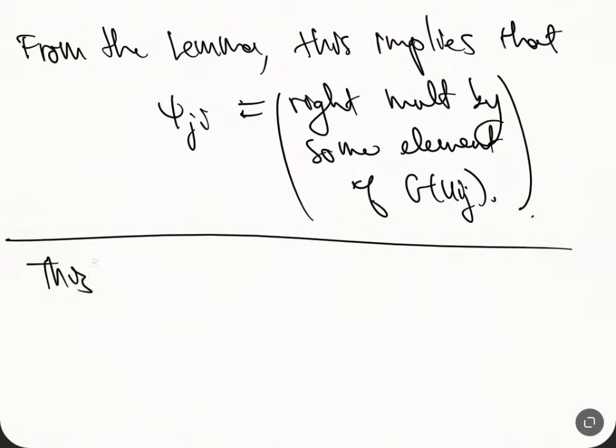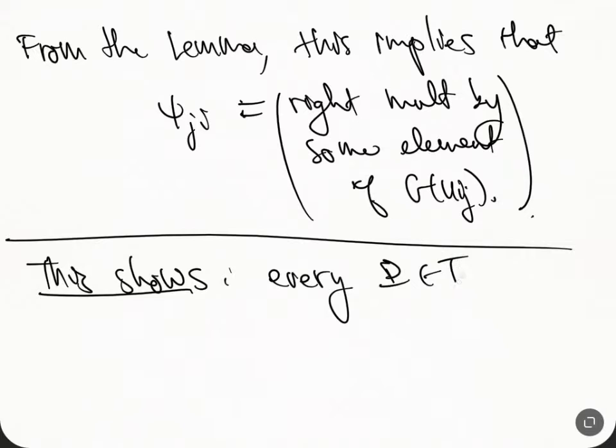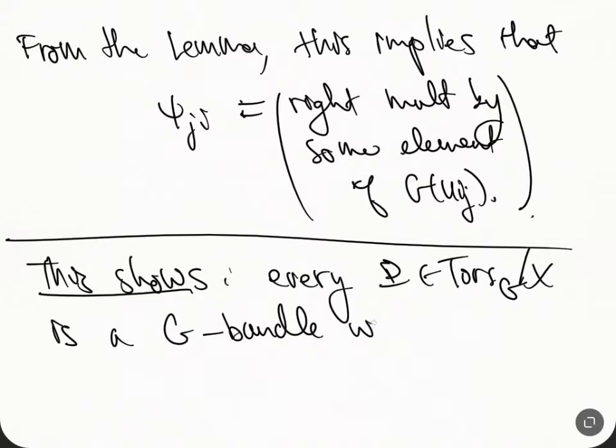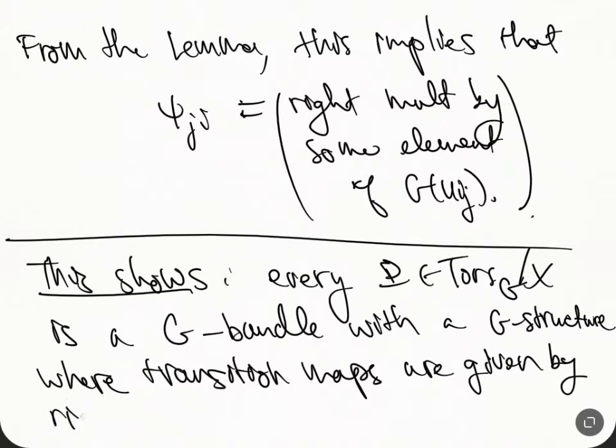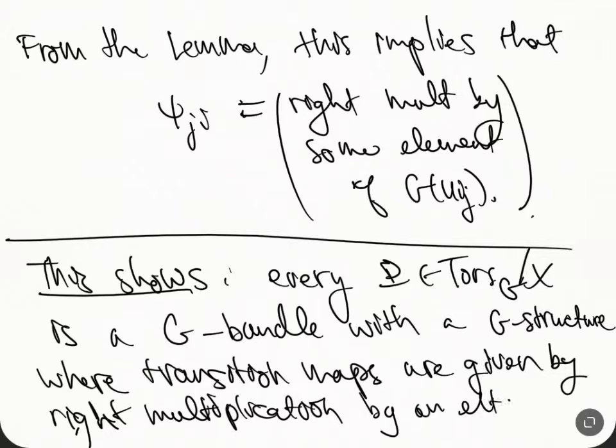This shows every left G torsor over X is a G bundle with a particular G structure, a G structure where the transition maps are given by right multiplication by some element of G. Okay, so this is nice, and this leads to the definition.